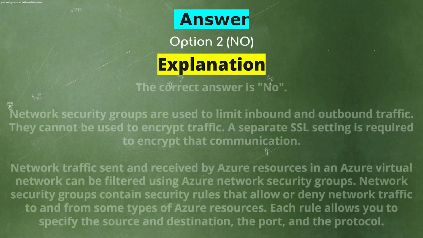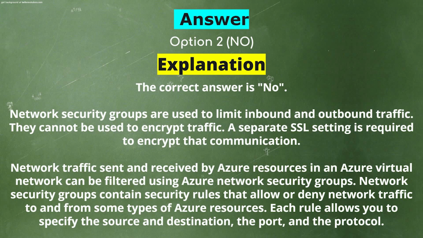Explanation. The correct answer is no. Network security groups are used to limit inbound and outbound traffic. They cannot be used to encrypt traffic. A separate SSL setting is required to encrypt that communication. Network traffic sent and received by Azure resources in an Azure virtual network can be filtered using Azure network security groups. Network security groups contain security rules that allow or deny network traffic to and from some types of Azure resources. Each rule allows you to specify the source and destination, the port and the protocol.